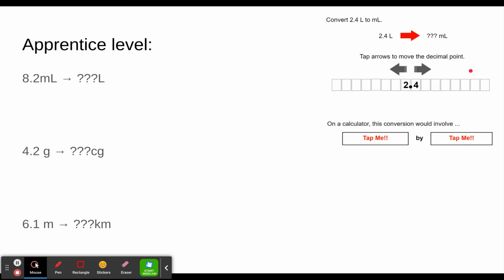But moving the decimal point is when you multiply by 10, you move the decimal point once for each 0 in the number you multiply by. And when you divide by an order of 10, you make it smaller and you go this direction. We'll get to more of that in a moment. The other way it shows you is it says on a calculator, this conversion would involve multiplying or dividing by a number like 1,000 or 10,000 or 100,000, etc.